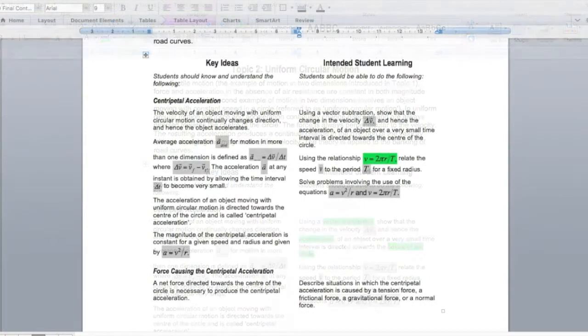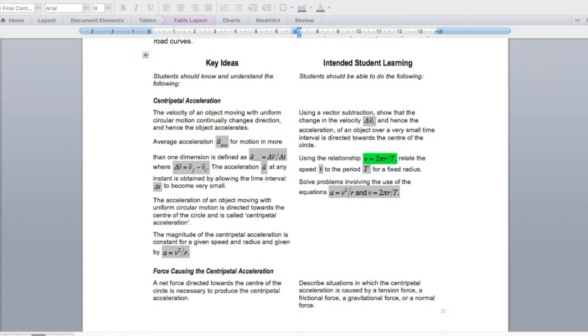Since the object is travelling with a constant speed, we can measure the time it takes to complete one revolution. This is referred to as the period. I have highlighted the relationship between the speed, the circumference, and the time period. The last relationship is between the centripetal acceleration, the speed, and the radius, which I have highlighted here in yellow. The thing to remember is that it is a centripetal acceleration, and so it is always directed towards the centre of rotation.